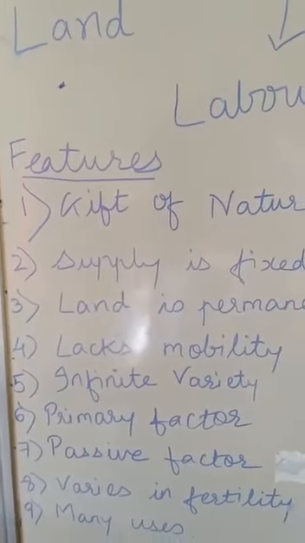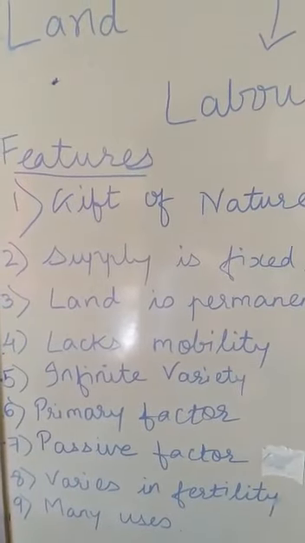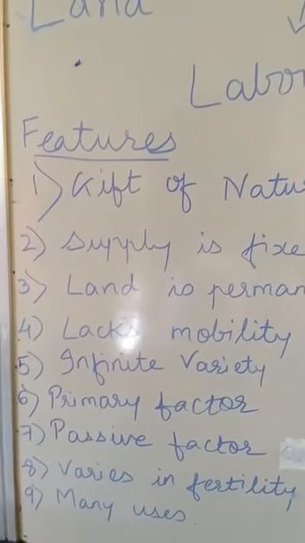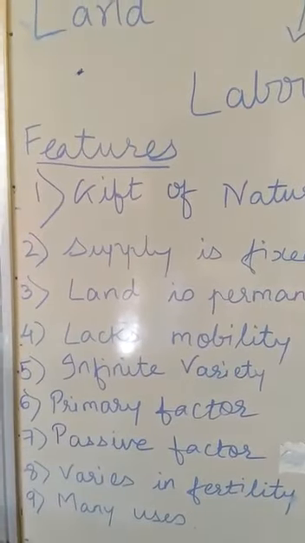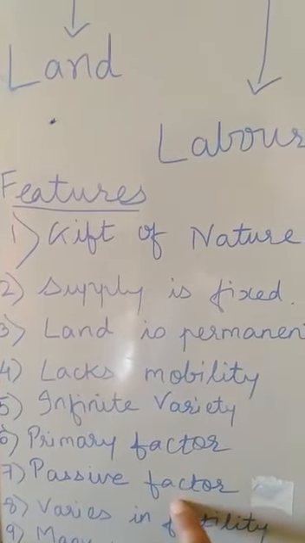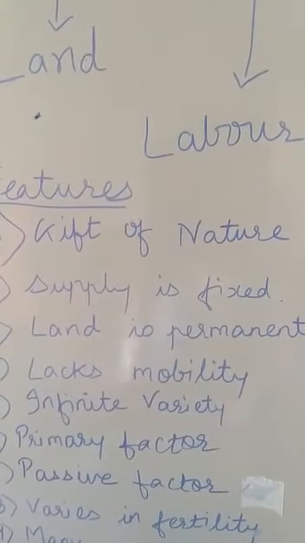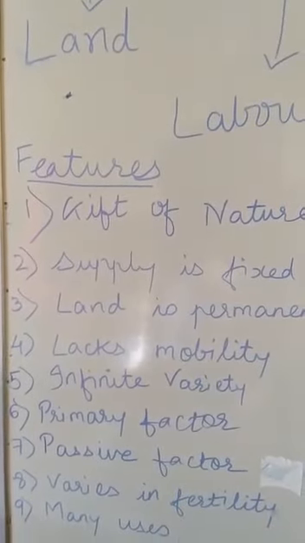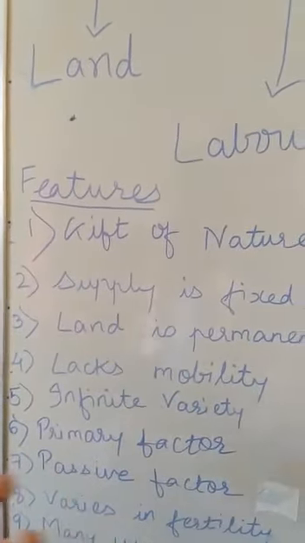Next, it is a primary factor of production. The first and major thing that is required for any production process is the land, without which production cannot take place. The next is that it is a passive factor of production. Land is not at all active. It is essential for production, but land itself cannot do anything without the other factors of production.